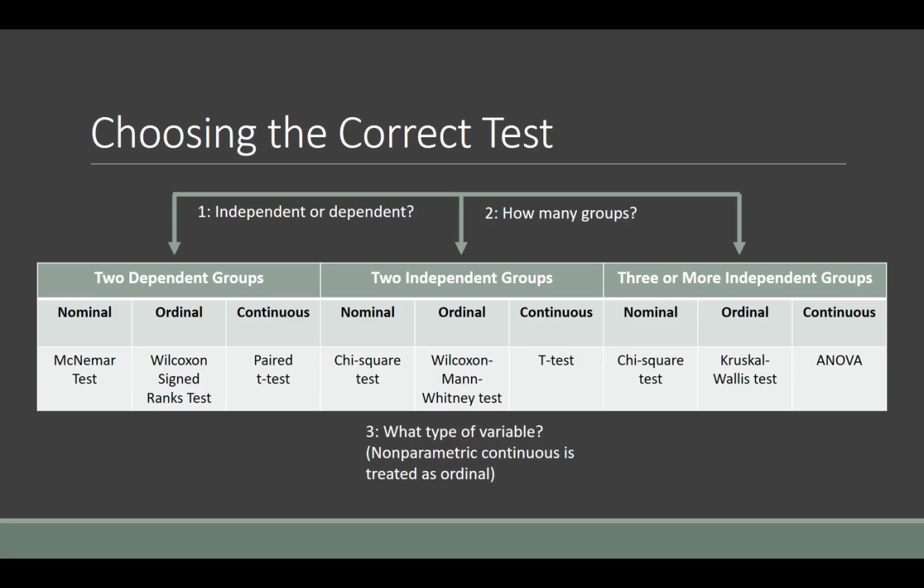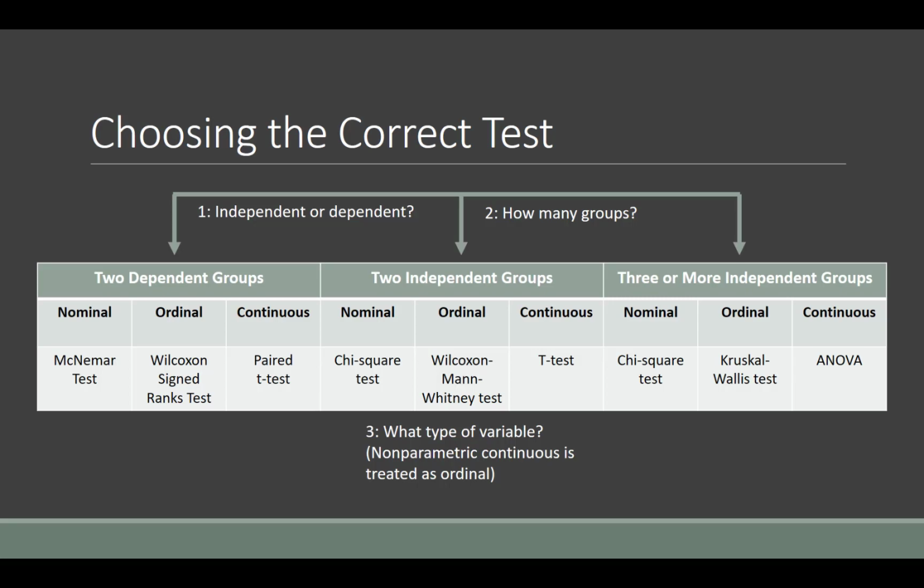The next three columns in this flow chart are for two independent groups. So two groups which are different patients. If I was using nominal variables, I would use a chi-square test if I had two independent groups. If I was assessing pain scores or an ordinal variable, I would use the Wilcoxon-Mann-Whitney test. And if I was measuring a continuous variable, I would use the t-test.